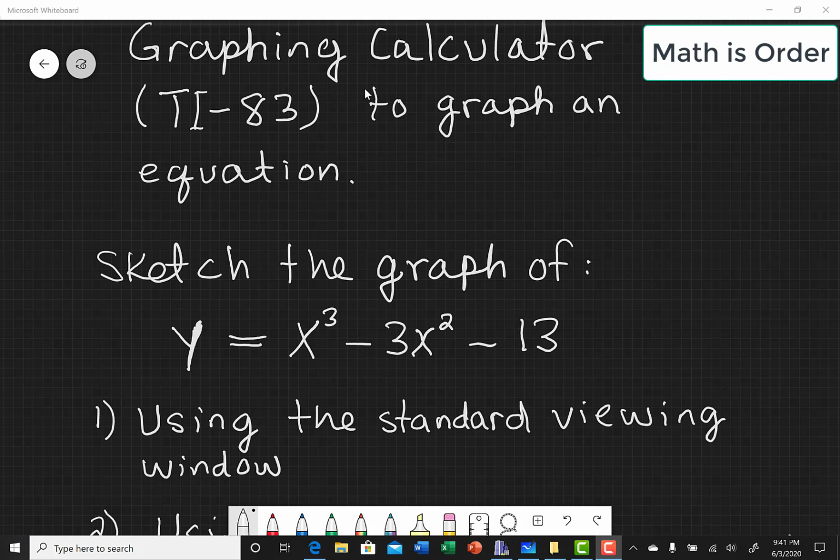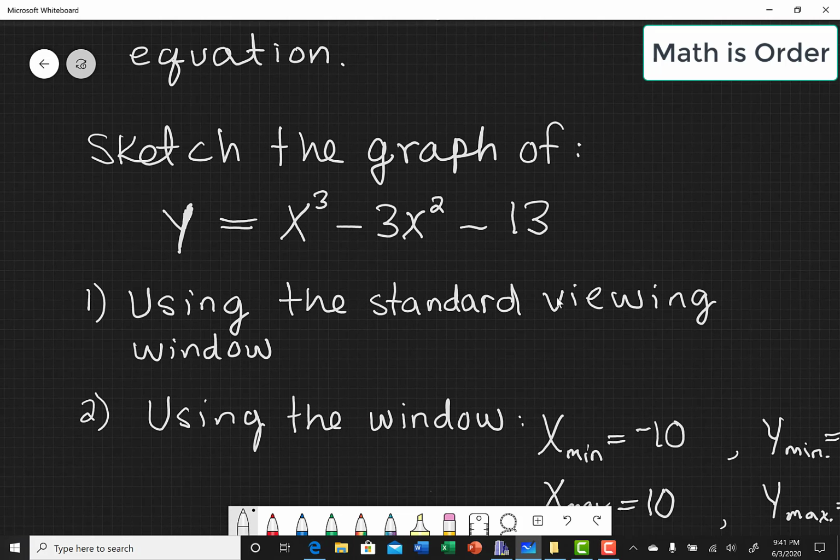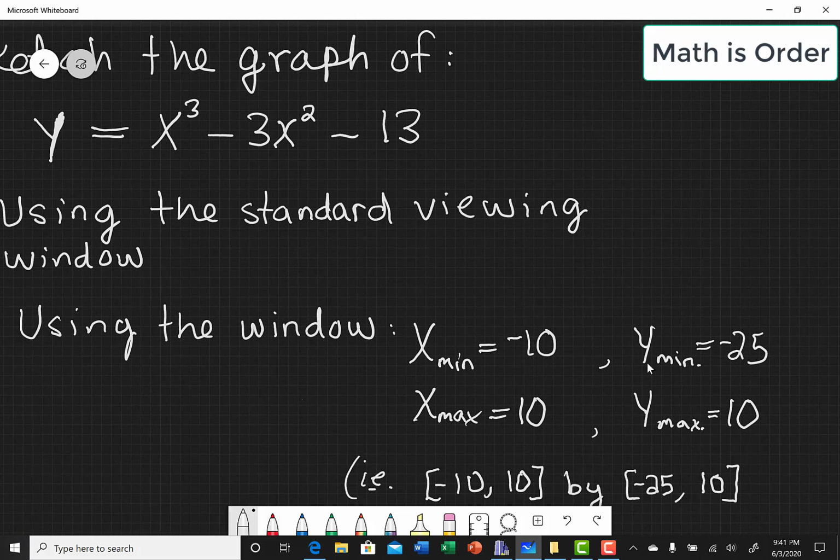I wanted to make this video on how to use a graphing calculator, TI-83, to graph an equation. This equation here. Using a standard viewing window and then using this window.